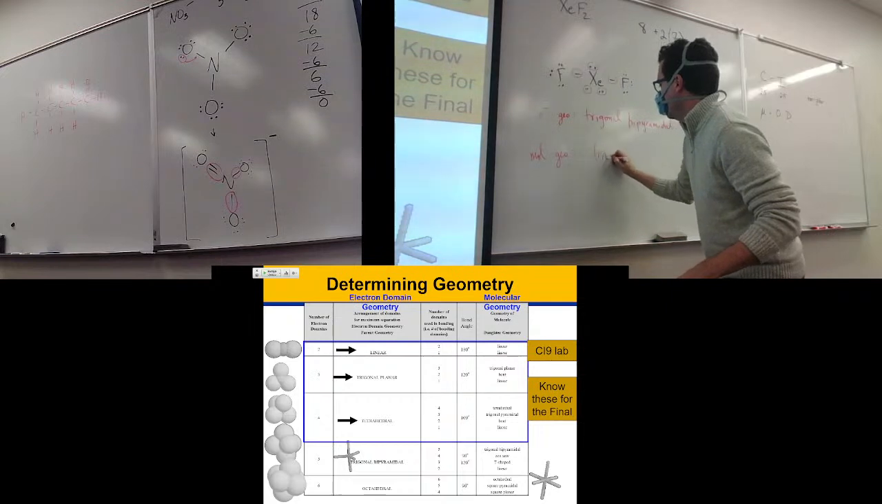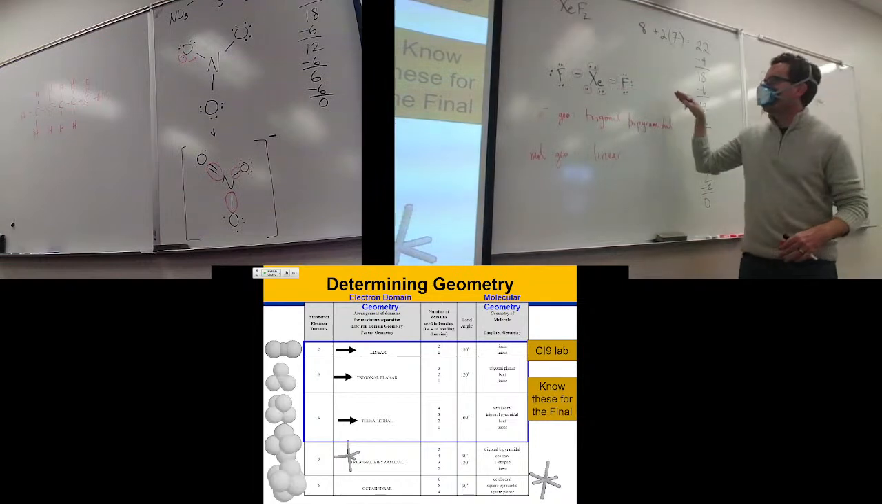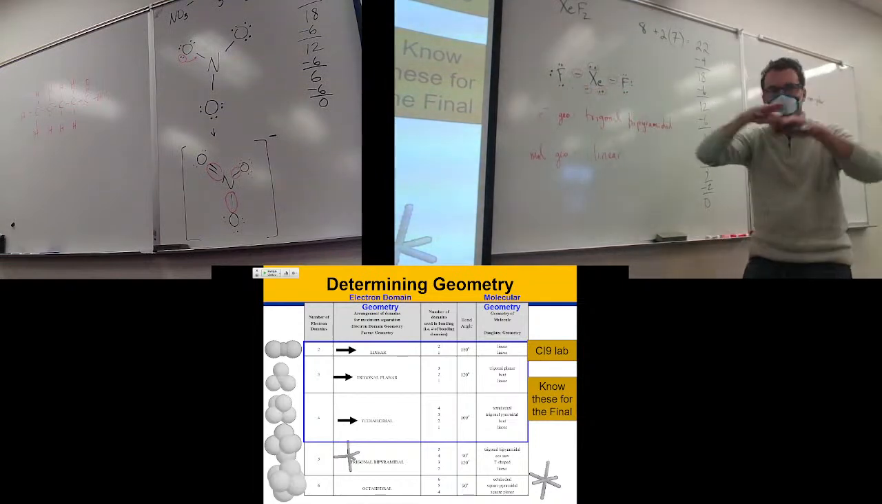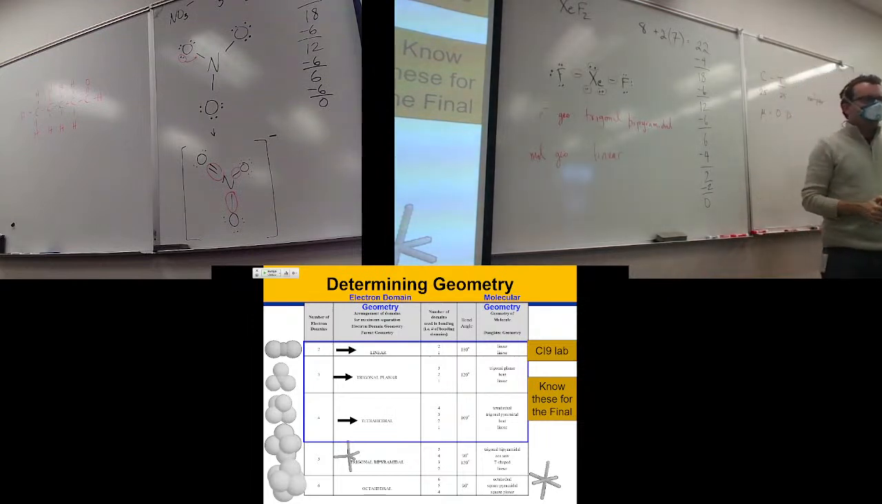So the molecular geometry is linear. And basically that's why I drew it like this. This is how it looks. There's a fluorine, a xenon, and a fluorine all in a row. It's linear. You're not going to be given a trigonal bipyramidal one, so you won't get that in the final, but that's basically how you do these.